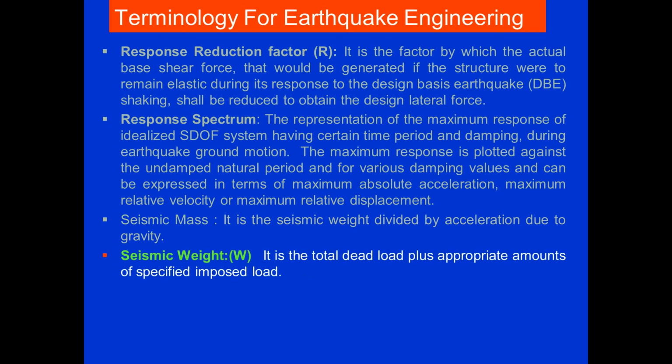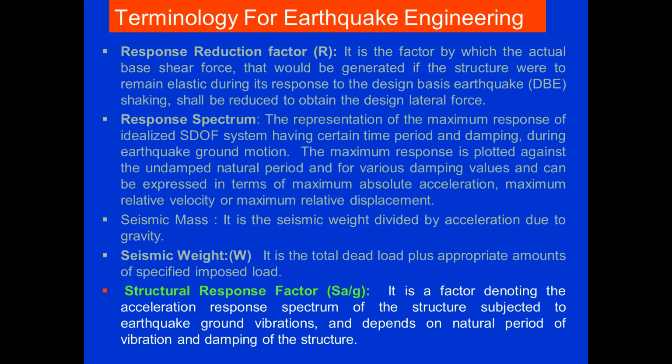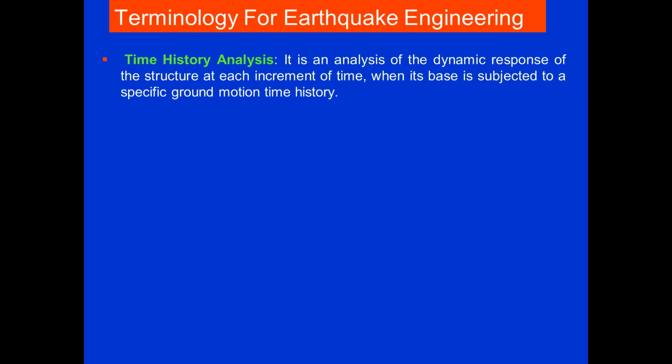Then seismic mass is there, then seismic weight is there, then structural response factor is there. Okay, all these terminologies are very much applicable in your calculations. So you just go through that. Next is time history analysis. So time history analysis is nothing but a dynamic analysis. Basically, for analyzing a building by earthquake methods, there are two basic methods available. First is the approximate method, also called the seismic coefficient method, and second is the dynamic method.